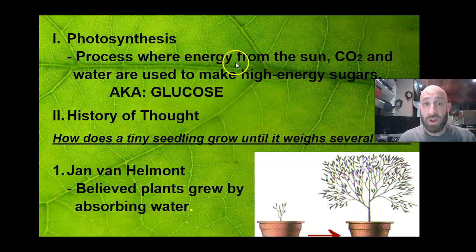The definition is a process where energy from the sun, carbon dioxide, and water are taken in, and those things are called reactants. They combine together and produce this high energy sugar, which we call glucose. Glucose is a monosaccharide that is produced through photosynthesis.